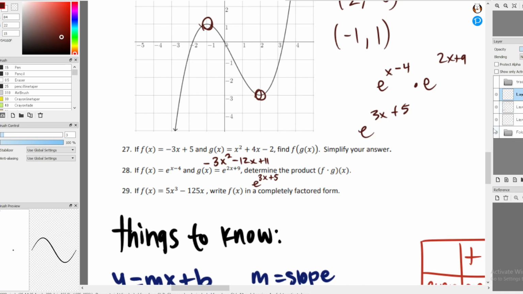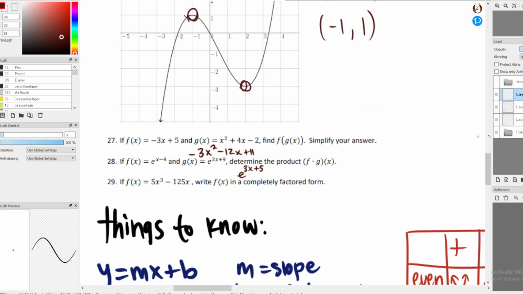29 is telling us, let me cut and paste this. Oh, whoops. 29 says, if f of x equals 5x cubed minus 125x, write f of x in completely factored form. My first instinct when I see this is I see a 25 and a minus, so I think, oh, it's a difference of cubes because there's a cube here also. But actually, whenever we are doing things like this, we need to take out a GCF first. They both have a GCF of 5x.